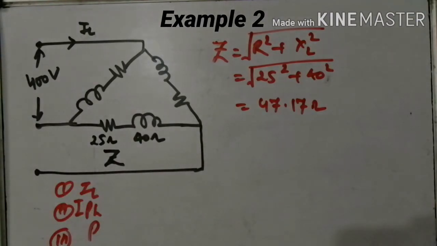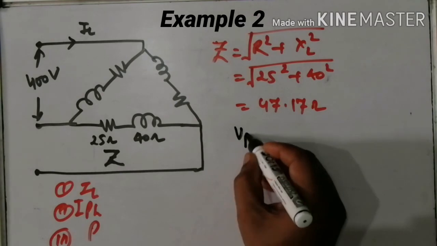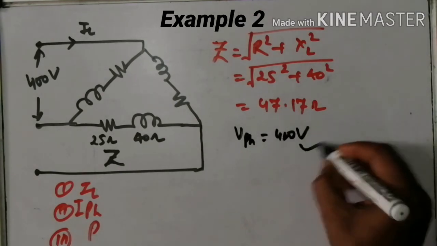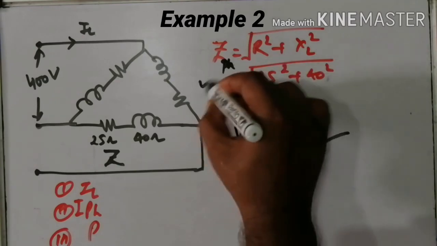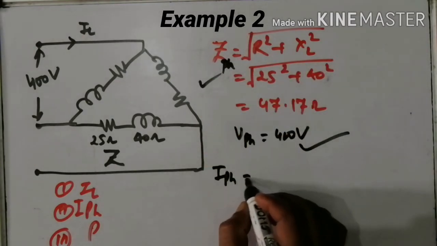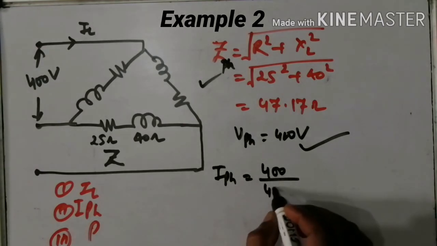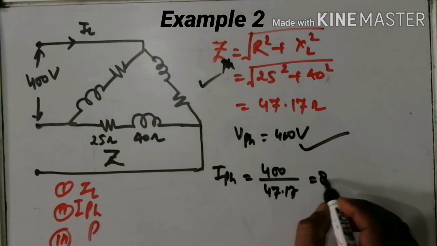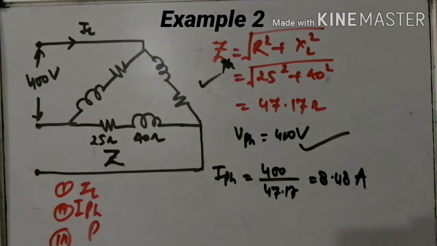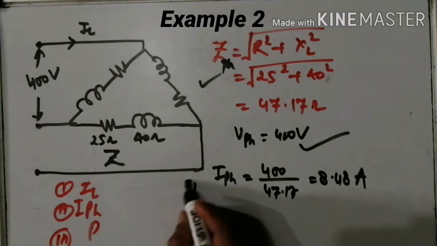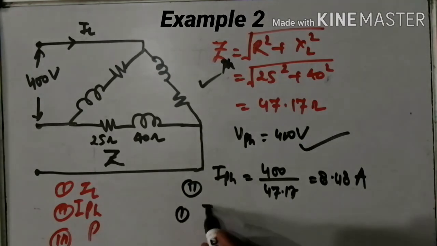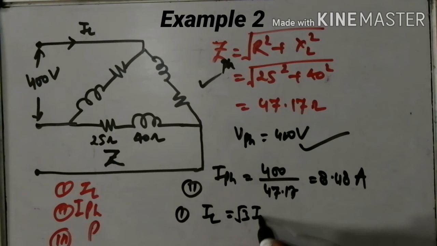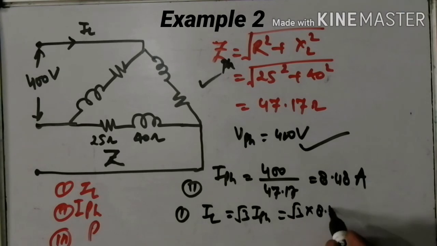According to this picture, phase voltage is 400 volt. With the help of phase voltage and phase impedance, we can calculate phase current. That is 400 divided by 47.17. It is 8.48 ampere. Now this is the second part. Now for the first part, that is the line current, which is nothing but root 3 times of phase current, that is under root 3 times of 8.48, which is nothing but 14.7 ampere.